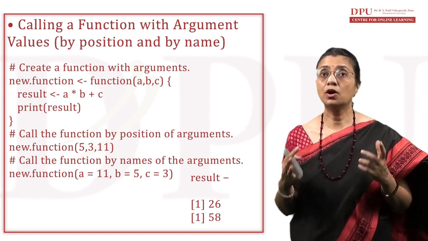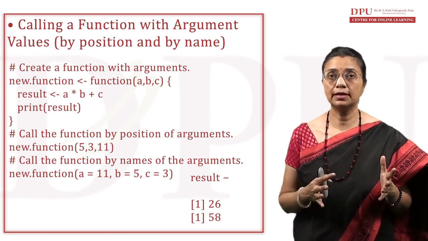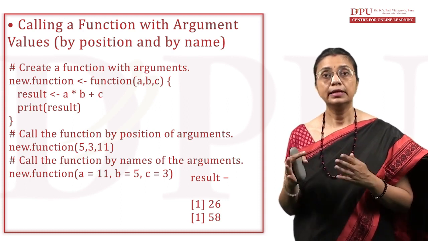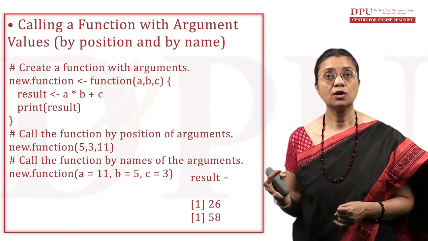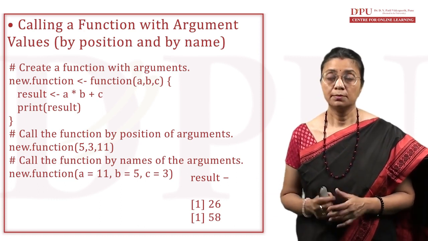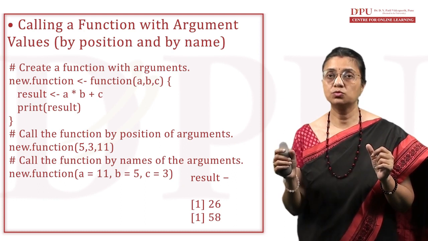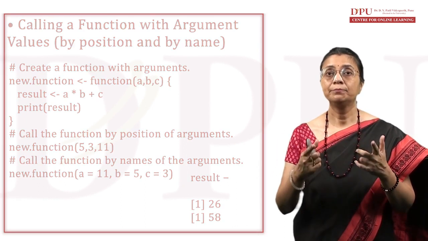So if I'm not explicitly writing the variable name along with the value, I will be passing the values as per the sequence of the variables defined in the function. But if I explicitly write the names with the values, in that case, those values will be considered.